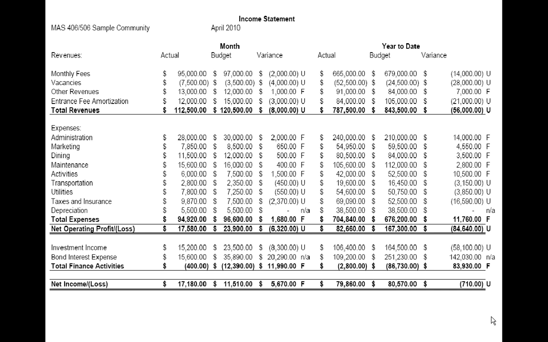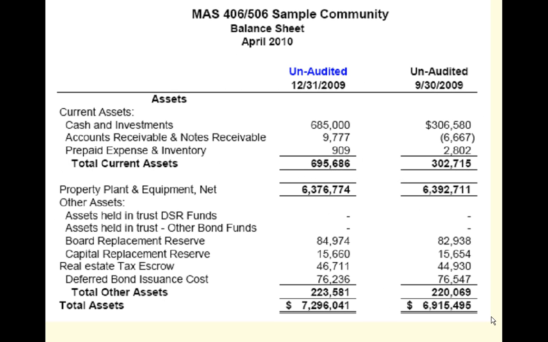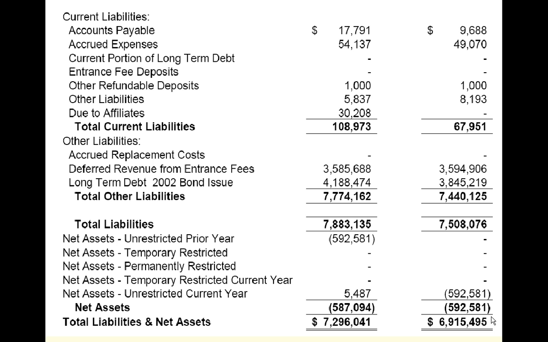So besides the income statement, we also have the balance sheet. This is the asset section of the balance sheet with current assets, property, plant, equipment, replacement reserves, and so forth for total assets. Then we have the liability section of the balance sheet as well that records short-term, all current liabilities, and long-term liabilities for total liabilities and net assets.